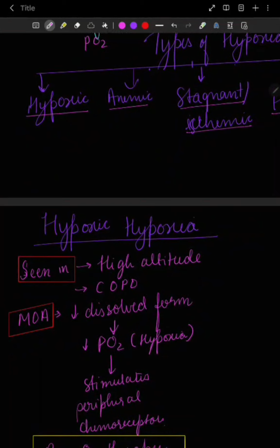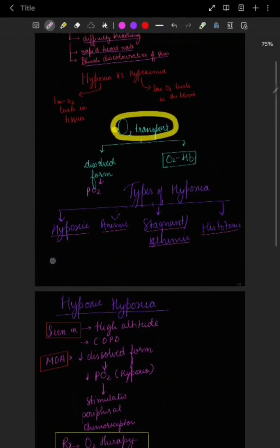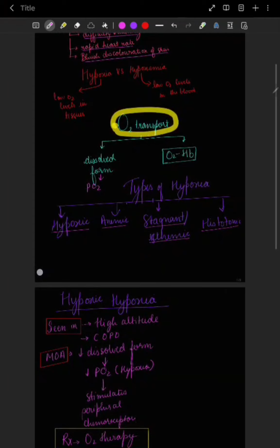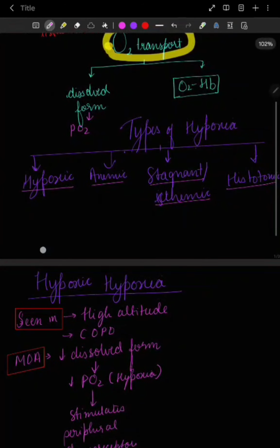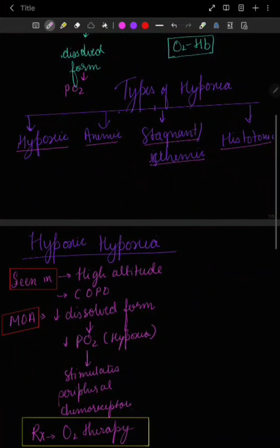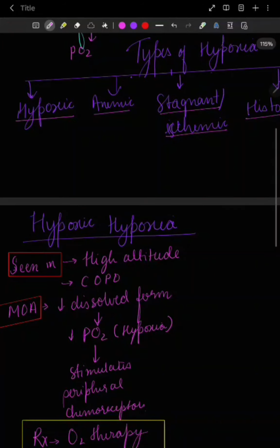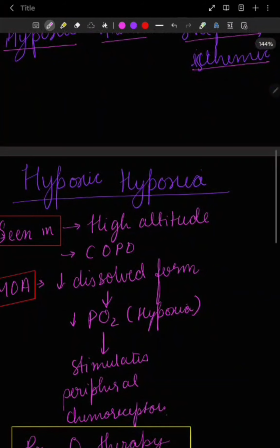Hypoxic hypoxia is seen at high altitude. We often see when we go to the mountains, we feel dizzy, we feel that we are not feeling well, we have difficulty in breathing, and we often have our skin color change to blue. So that all is caused by hypoxic hypoxia, because at high altitude the oxygen levels are very low, so we may suffer from these symptoms. And it is also seen in chronic obstructive pulmonary disease patients.